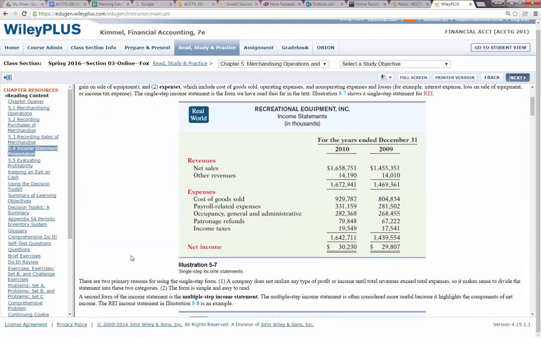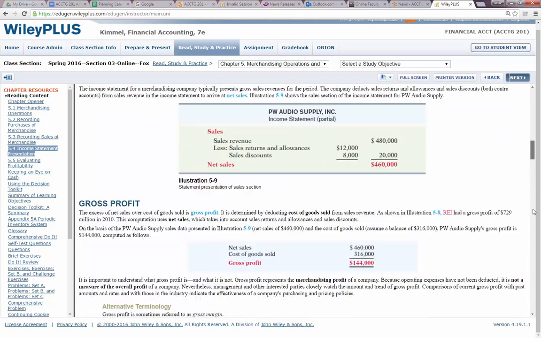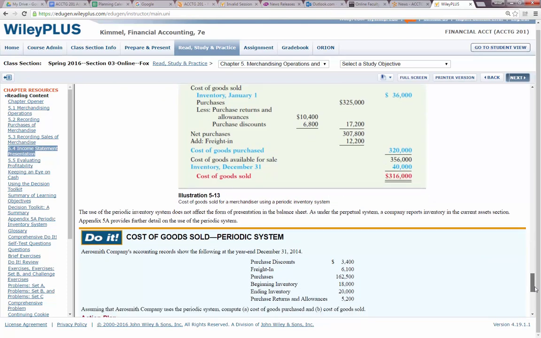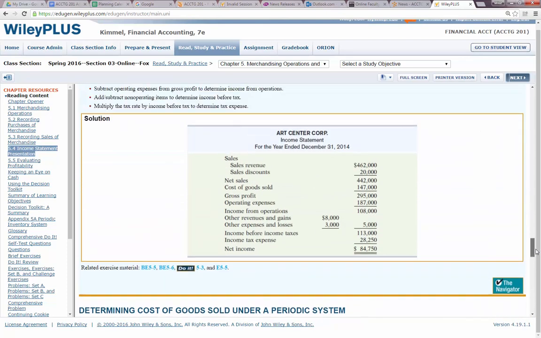So the income statement, there's the income statement you're used to, but in this case we would use a multi-step income statement. Let's see, it should show us one here. There it is. Sales minus the sales discounts or the sales returns would give us net sales. Then the cost of goods sold minus that would give us gross profit, and the operating expenses, and so forth. So make sure you understand what this multi-step income statement looks like. The biggie is that it has the sales revenue and sales discounts, whereas the single-step income statement doesn't have all that.